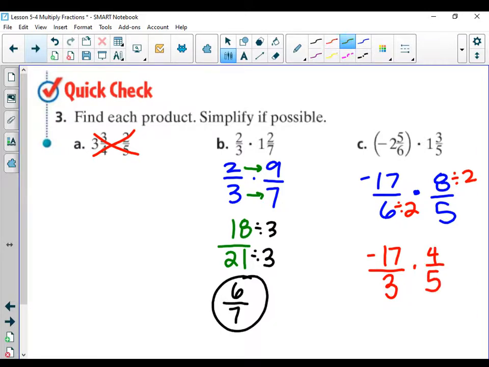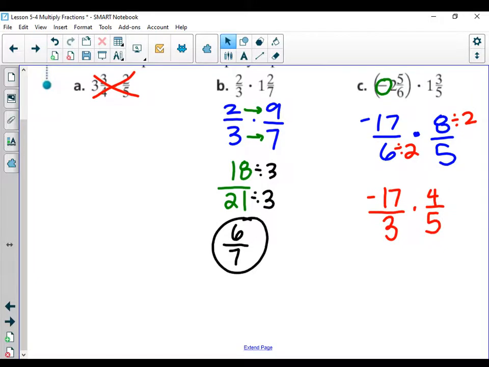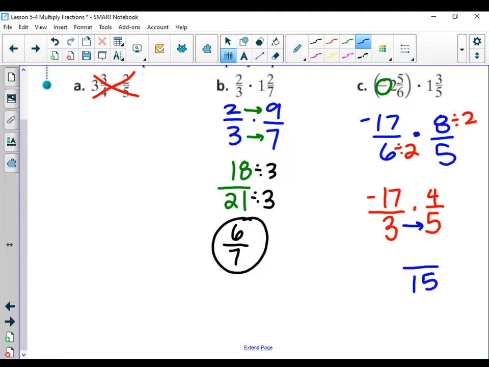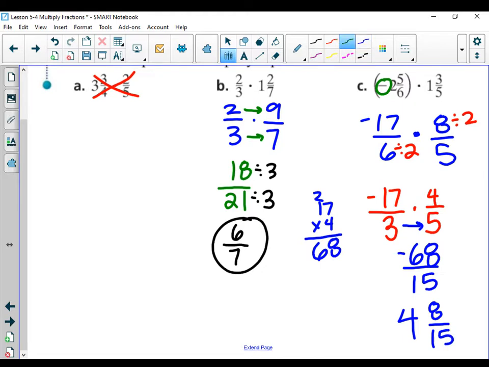Notice I moved that negative in the front way up to the top. And this one still needs a little bit more work for me. I know the bottom number okay. I don't know the top number okay. How many 15s fit into 68? 15, 30, 45, 64. I am 8 away. Where does the negative go? Keep it in front.